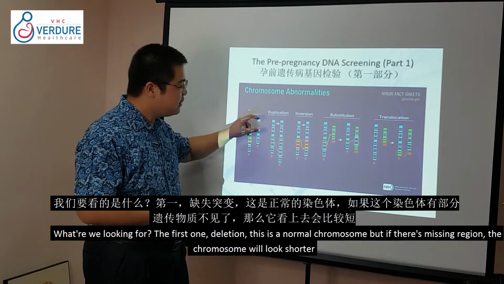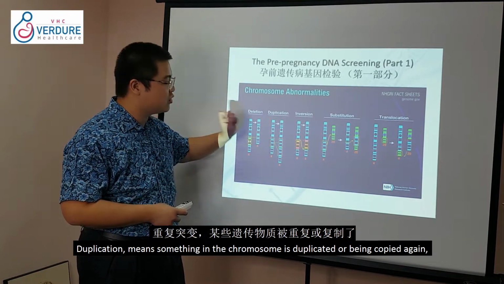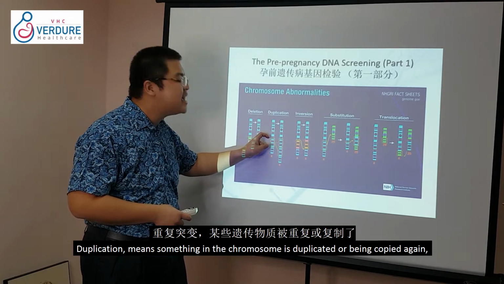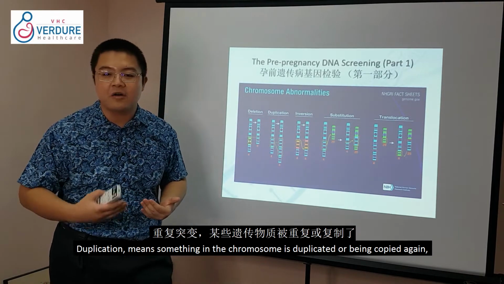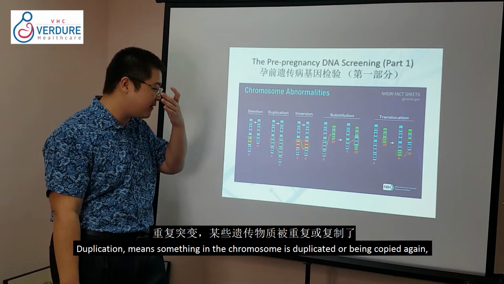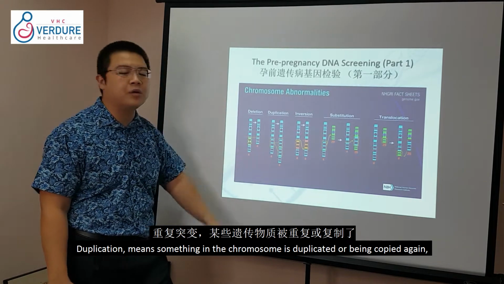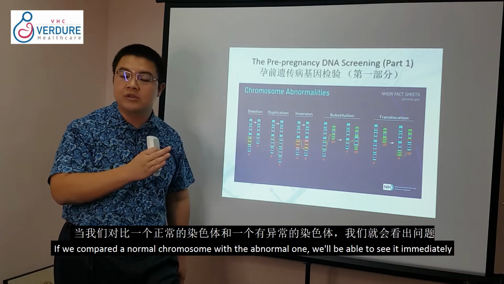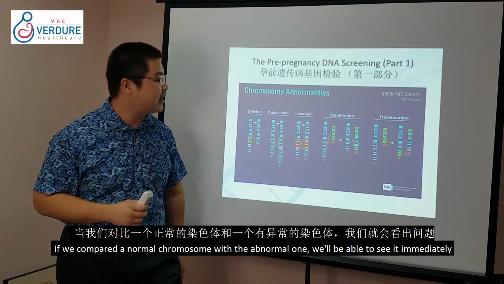Duplication syndrome, meaning to say that when this is the normal chromosome, something from this chromosome here gets duplicated or photocopied one more time. Once again, if we do a comparison between the normal chromosome and the abnormal chromosome, we will be able to see it immediately.